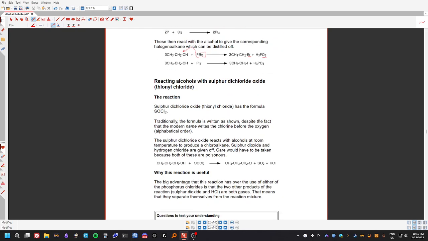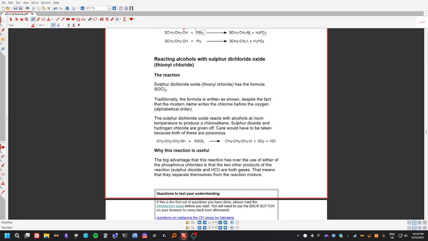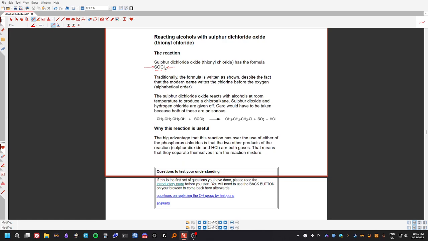Now if you react alcohol with sulfur dichloride oxide, this is going to be a weird reaction, but let's see. Sulfur dichloride oxide, which is thionyl chloride, has the formula SOCl2. As we can see, it contains the Cl2, which is going to be our halide. It contains sulfur, which could be our oxidizing agent. Traditionally the formula is written as shown, despite the fact that the modern name writes the chlorine before the oxygen in alphabetical order.